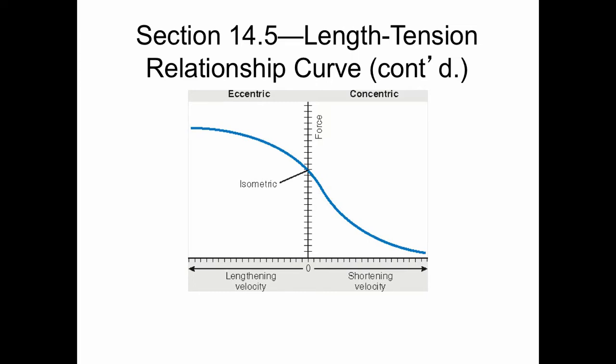This is an illustration of the force-velocity relationship curve. This curve correlates the tension force that a muscle can develop relative to its velocity of contraction. Concentric contraction is shown on the right, eccentric contraction on the left. Regarding concentric contraction, the slower a muscle contracts, the stronger its contraction force. The faster a muscle contracts, the weaker its contraction force.